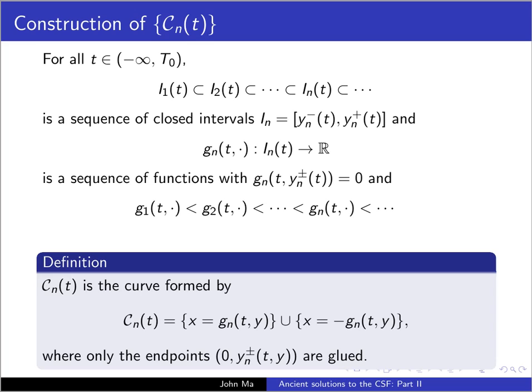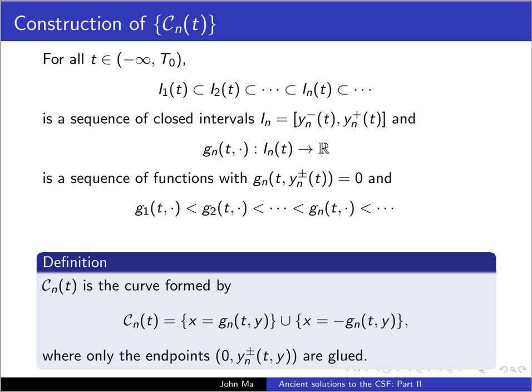We have to do it in a very controlled manner so that we can take the limits at the end. So that will be a sequence of intervals for any t between negative infinity and capital T log. I will have a sequence of intervals, and then a sequence of functions defined on this sequence of intervals, Gn. This sequence of functions has some properties: it maps the endpoints to 0, and it is monotonic.